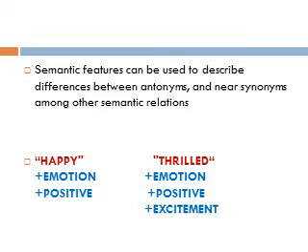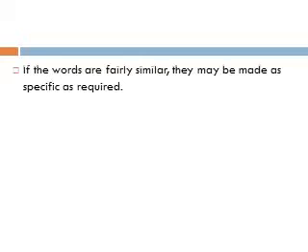So as we can see, both words have the semantic features plus emotion and plus positive. There is only one extra layer of meaning, or one extra semantic feature that exists in thrilled but doesn't exist in happy, which is plus excitement. So actually, again, these are some conceptual semantic features that can help us better understand the different relations between words. So to illustrate more, if the words are fairly similar, they may be made as specific as required.